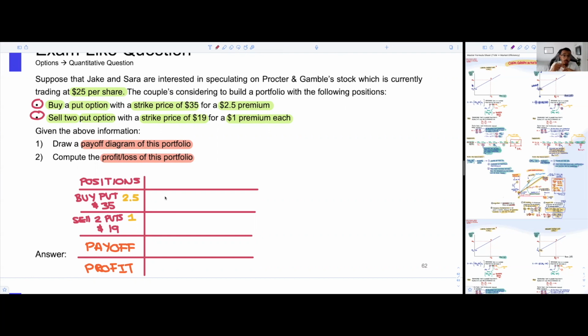So let us begin with the first part of this method. It requires you to, quite literally, highlight all of the prices mentioned in the question. In other words, all of the stock prices or strike prices mentioned. In this case, we have 25, 35, and 19. Therefore, these three prices will all be added to your payoff table. It's as easy as that.